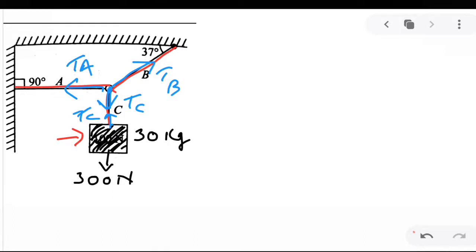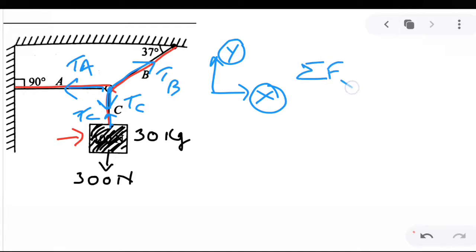We are going to solve this question in two methods. First we will see that for equilibrium the net force should be equal to 0. If we take the horizontal direction as x-axis and the vertical direction as y-axis, then if the body is in equilibrium, it implies the summation of all forces along the x-axis should be equal to 0.